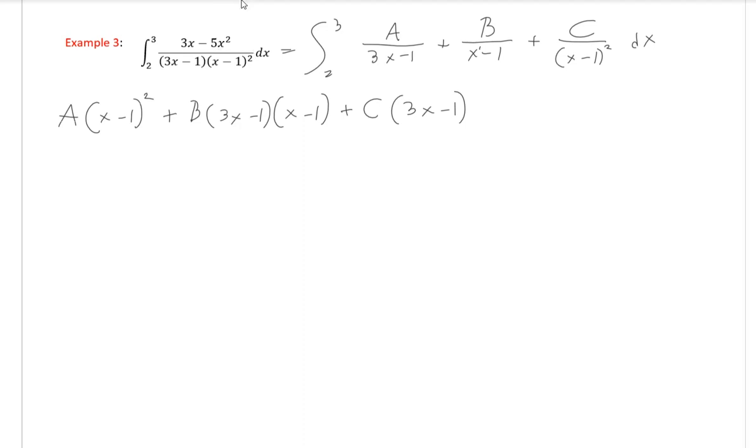Again, we're thinking about it in terms of cross-multiplying this stuff over. So when I multiply B by that, one of the x minus 1 terms will cancel, but I still have one left over. And this I want to set equal to the original numerator of 3x minus 5x squared.